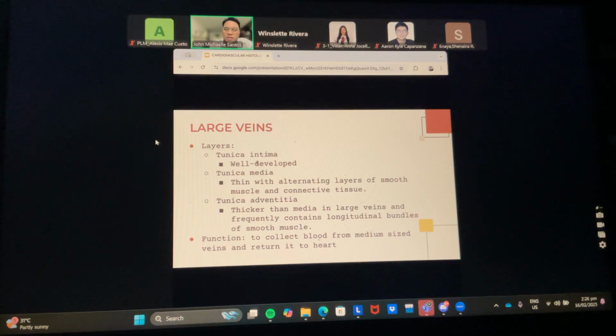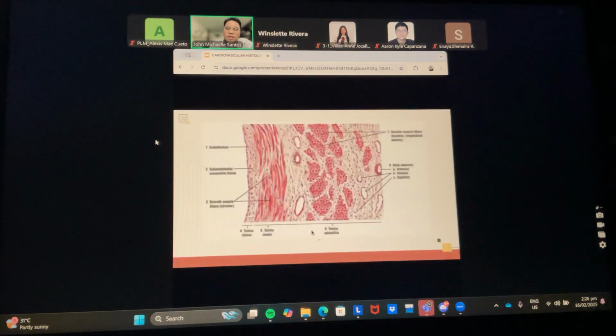Ano tong mga large veins na to? They are also located malapit sa heart. Sino sila? These are your superior and inferior vena cava. Okay? So the intima is well developed. They also have a tunica media with alternating layers of smooth muscle, and the adventitia is thicker than media in large veins and frequently contains longitudinal bundles of smooth muscle. So function to collect blood from your medium-sized veins.